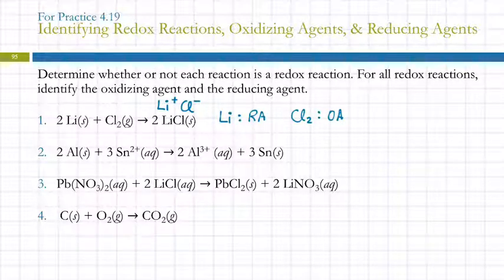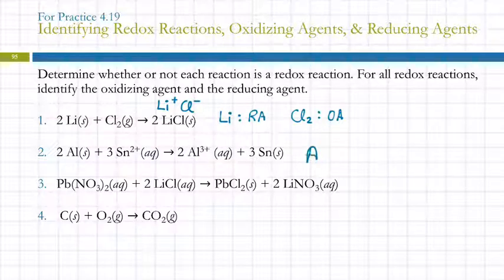Are things changing charges? Yeah. So in this one, we had things changing charges. It just wasn't all that obvious. Here, it's a little more obvious. Here I have aluminum, and there's no charge. And over there, I've got aluminum with a +3 charge. Here I've got tin +2 going to tin 0. So yes, it's a redox reaction.